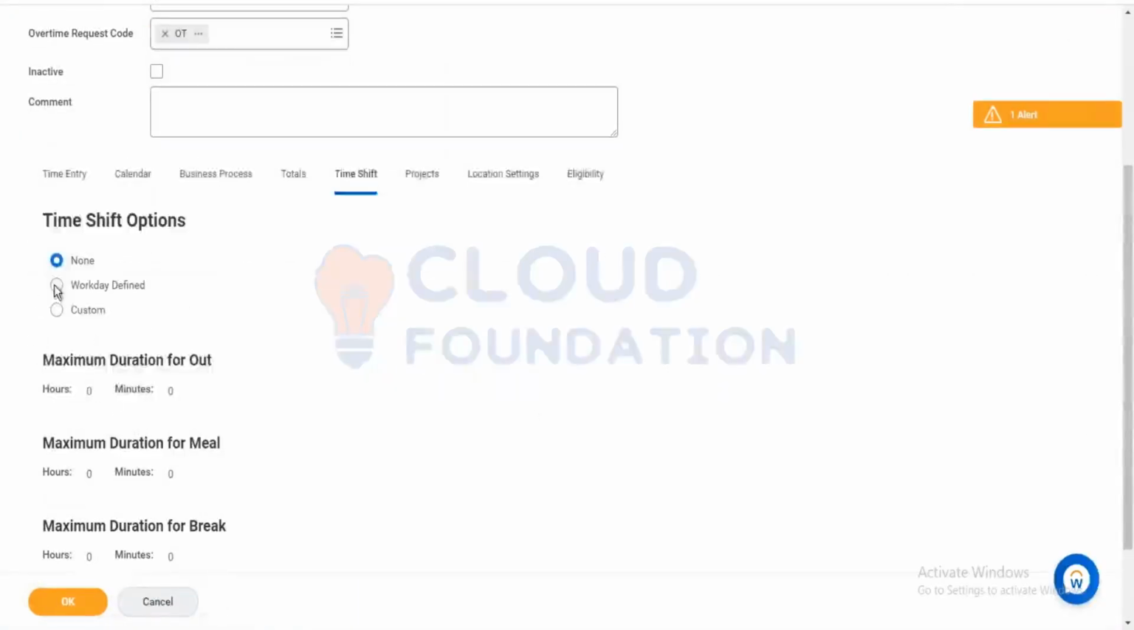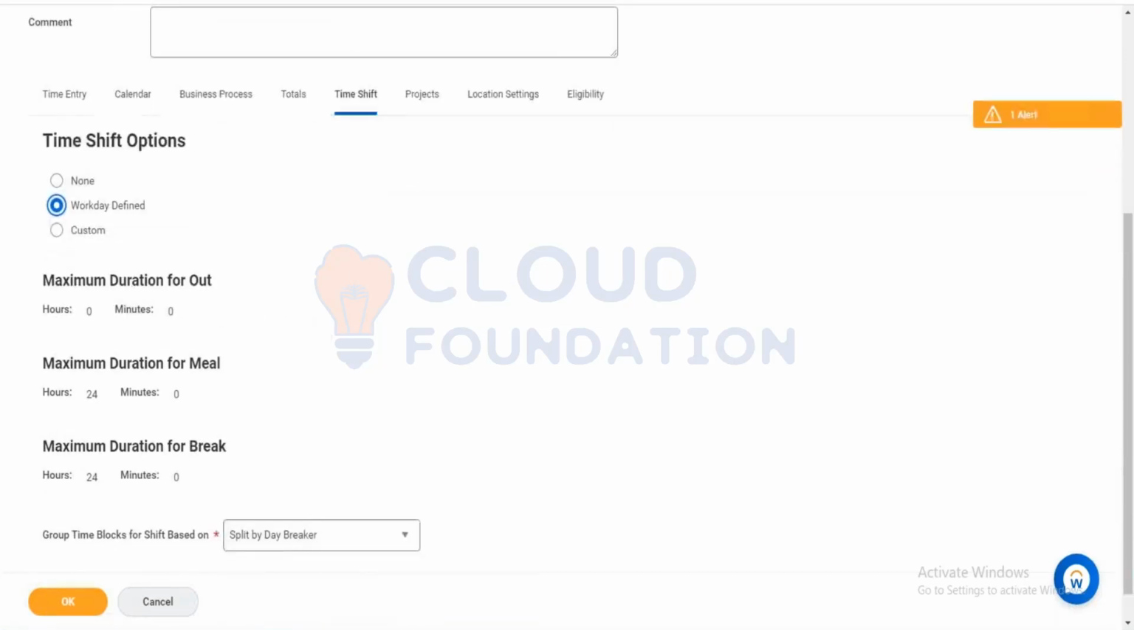The first thing you need to do is click on the timesheet option. You need to have either Workday delivered or a custom delivered. If you choose the Workday delivered, the default settings come up on the round of the time shift, which would be the maximum duration for out. There is no such limit under that; it can be whatever you want. Maximum duration for meal, the maximum they have given is 24 hours. Nobody can take more than that. After that, maximum duration for a break would be 24 hours. Nobody can take more than that.